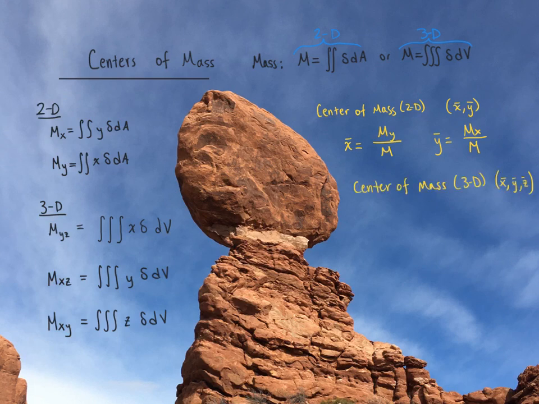For the 3D case, x bar, the x-coordinate of the center of mass, is the first moment about the yz plane divided by the mass. Y bar is the first moment about the xz plane divided by the mass, and finally z bar is the first moment about the xy plane divided by the mass. Fun fact: if the density of the plate or 3D object is constant, we call the center of mass the centroid.